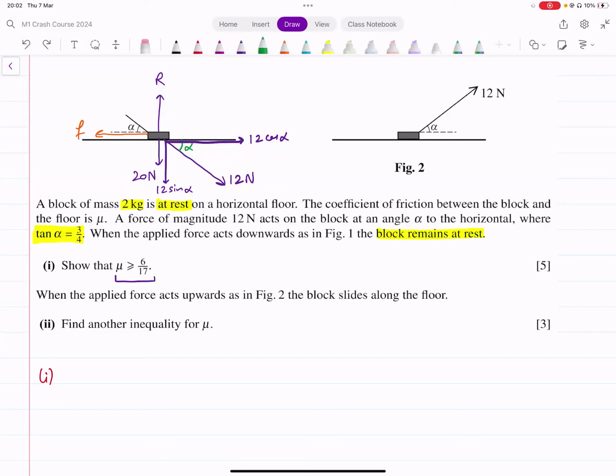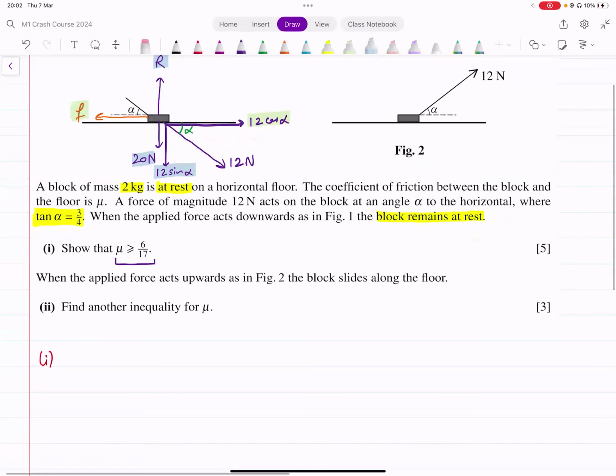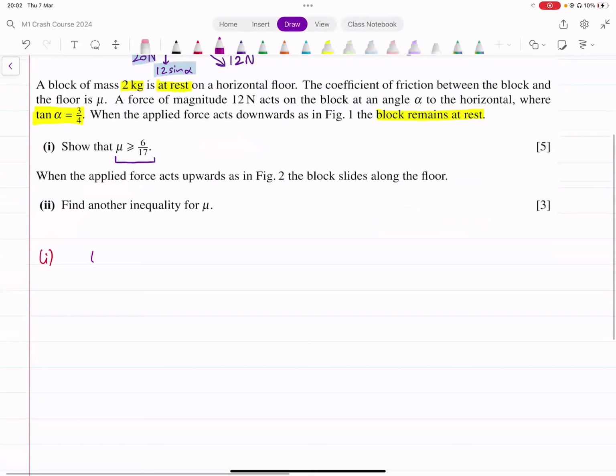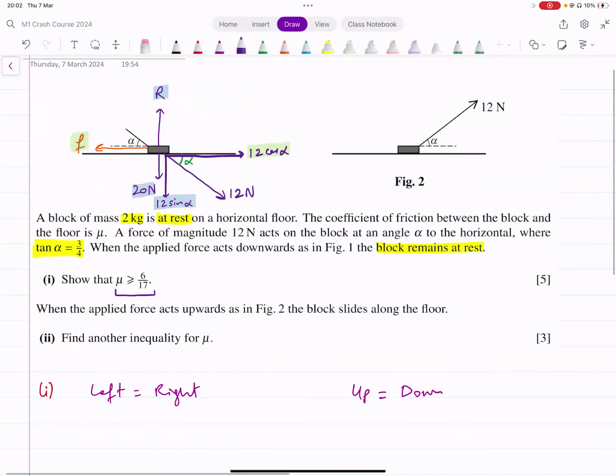Now, since it's equilibrium, we just equate the opposite forces. Horizontally, we have F acting towards the left side, 12 cos alpha acting towards the right side. We have R acting upwards, 20 Newton, and 12 sin alpha acting downwards. Just equate the opposite forces. We say the forces acting towards the left side should be equal to the forces acting towards the right side. And the forces acting in the upwards direction should be equal to the forces acting in the downward direction. Now, what's the force acting in the leftward direction? Towards left, we have friction.